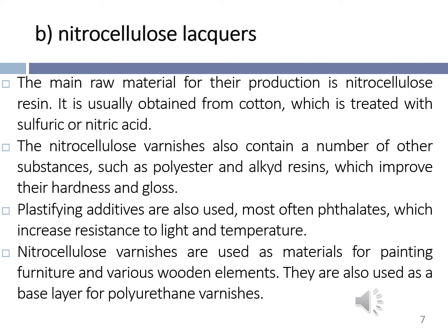The varnishes which are produced from nitrocellulose are used in the painting of furniture. They are used to provide the coating on various wooden elements. They provide a base layer for polyurethane varnishes.